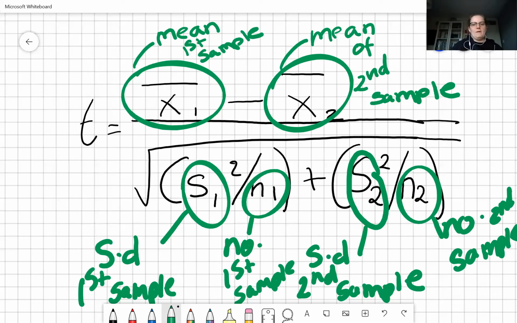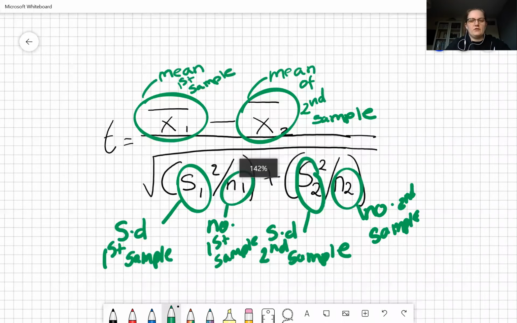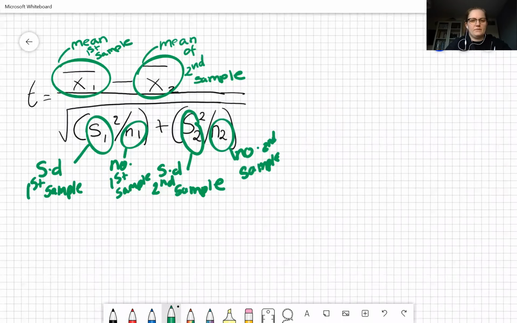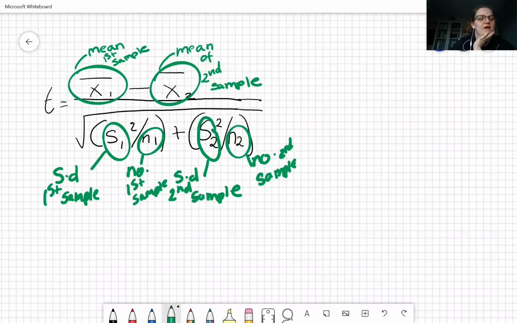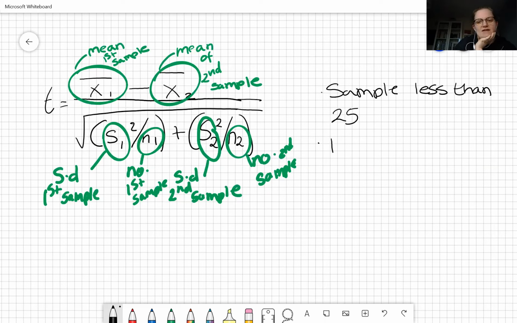So a couple of rules about the unpaired t-test. It tests for a statistically significant difference between two sets of data. We can use it in a sample size less than 25. If we've got more than 25 data points, it gets too complicated. So it needs to be in a sample size less than 25. And the data needs to be normally distributed.